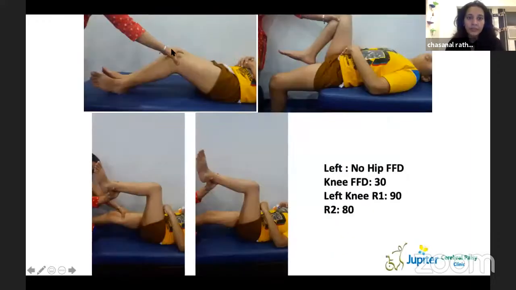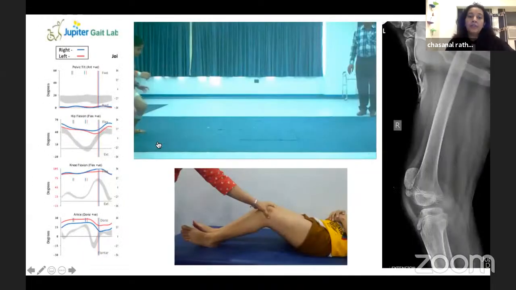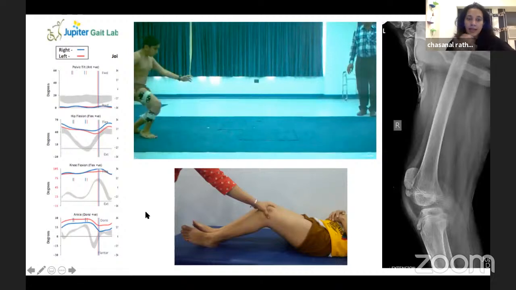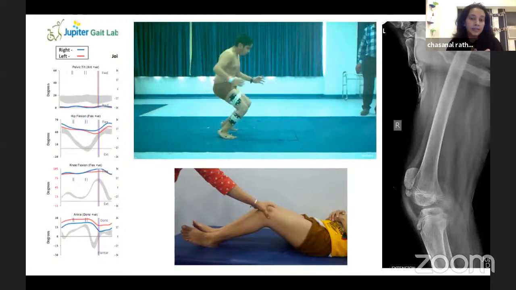So here, if we look at the knee FFD, it is around 30 to 40 degrees. He doesn't have hip flexion deformities. And if we look at the popliteal angle, on both sides it's around 90 degrees, and R2 is around 80 degrees. We look at the opposite side, and we find similar findings. Like we spoke about in the last talk, which are the kids who actually need a gait analysis, this is one of those children.